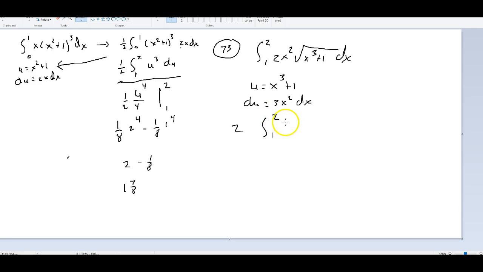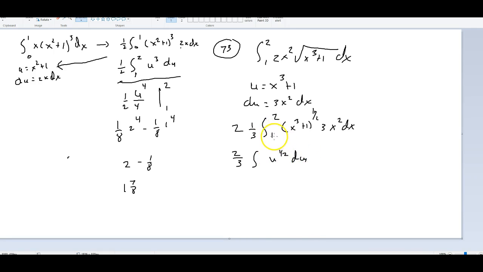I'm going to write this as x cubed plus 1 to the 1/2 power, because I hate square root bars. And then over here, I'm going to have an x squared dx. Remembering, of course, I pulled the 2 out in front. So I need a 3, so I'm just going to put a 3 here. When I put a 3 here, I have to put a 1/3 out in front. So I end up with a 2/3 integral u to the 1/2 du.